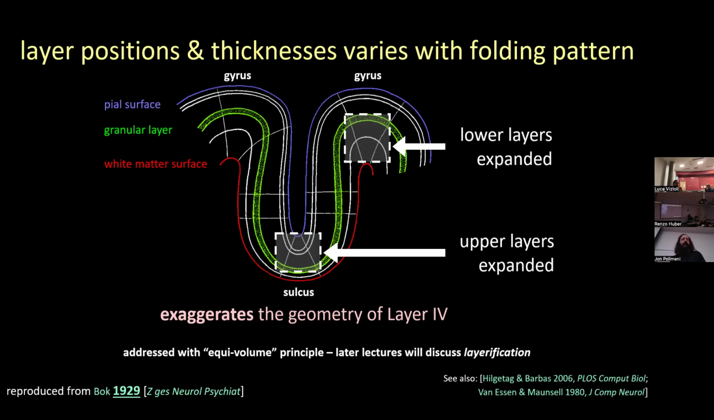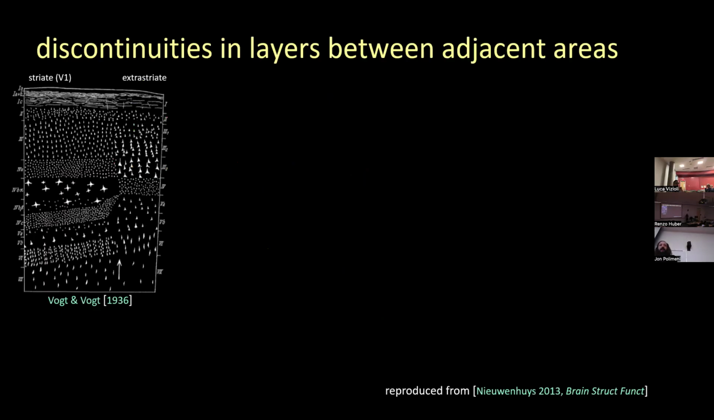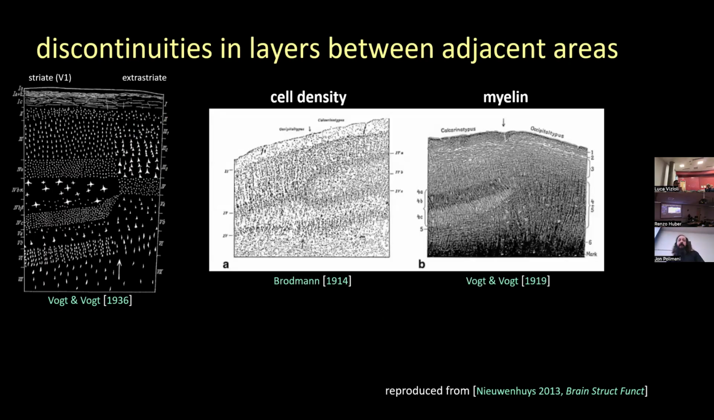I also want to point out that, as I showed you in those bar graphs, we see discontinuity in layer positions, even between adjacent cortical areas. You can see this in both cell density and myelin stains.